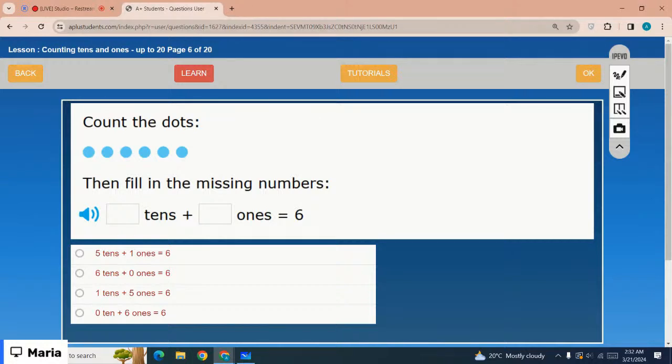Count the dots, which is the correct option. The correct option is there are only 6 dots. So you have 0 tens and 6 ones, right? The correct option is 0 tens and 6 ones.